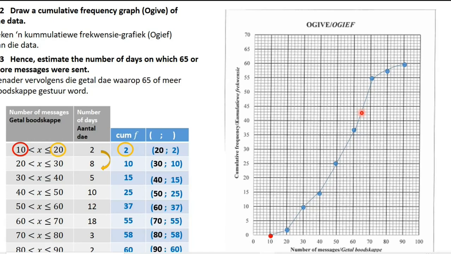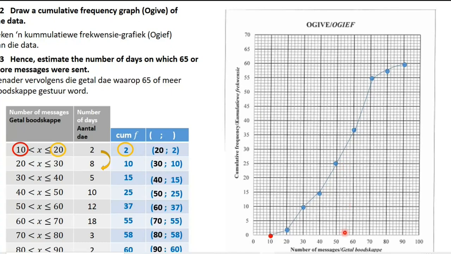Hopefully, I'm still in the middle, 65. Then I must go over to the left, and now I must estimate that. So, can you see why the memo can't have an exact answer? The memo must probably have something like anything from 41 to 44, or from 42 to 43, an estimation of that.